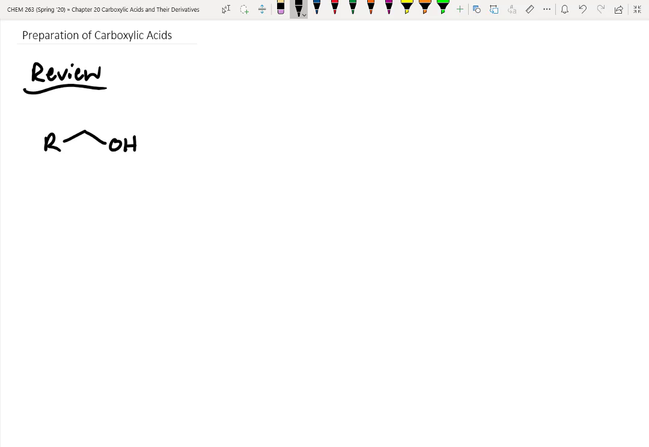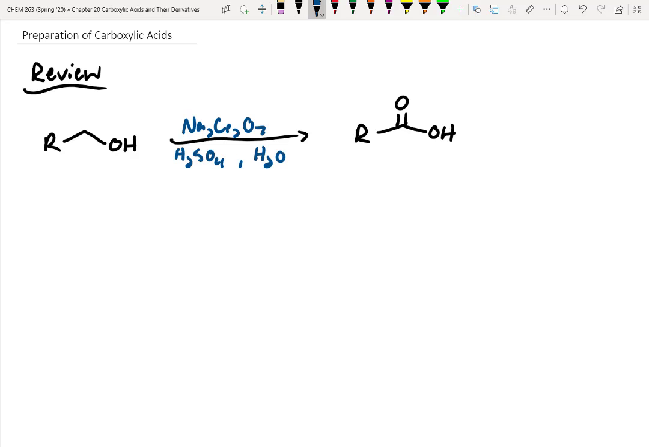So for example, if you have a primary alcohol, you can oxidize that primary alcohol to a carboxylic acid really easily, but you need a strong oxidizing agent. In this case, the best strong oxidizing agent we have is Na2Cr2O7, that's sodium dichromate, using sulfuric acid and water. If you remember, if we used PCC rather than this reagent, we would stop at the aldehyde, but in this case we purposely want to oxidize all the way to the carboxylic acid, so we're going to use the stronger oxidant.